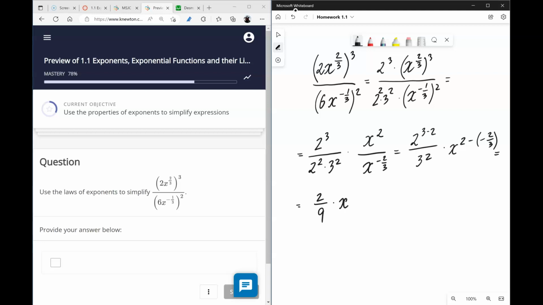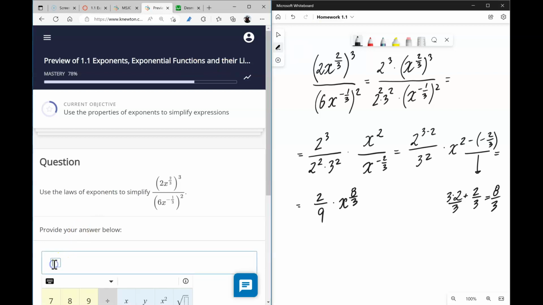And now here we have a simple task of subtracting fractions. So it's the same as this. And now we're going to find the common denominator. So the final answer is 8/3 is the power of x. So 2 divided by 9, x to the power 8/3.